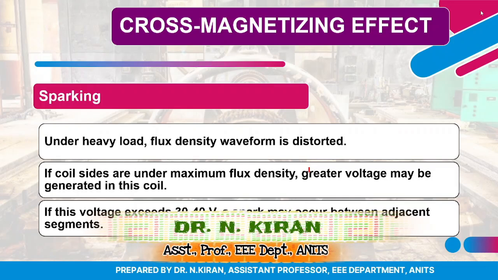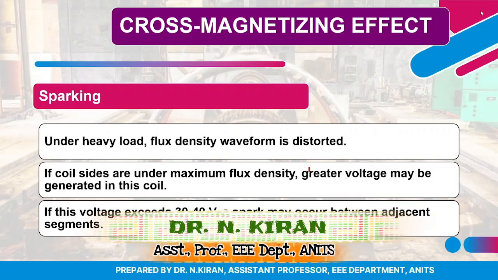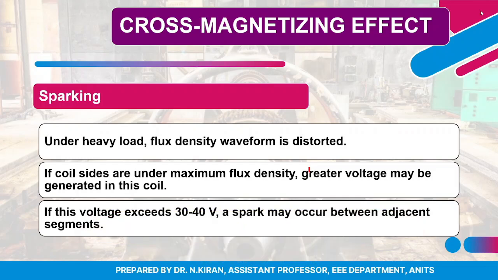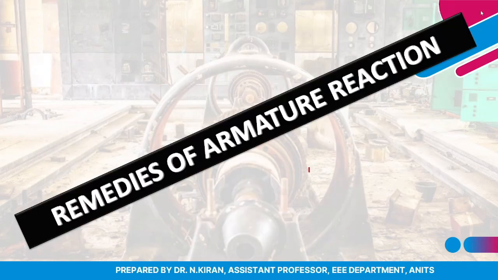Okay, so that is the third effect of the cross magnetizing effect. Sparking will occur at the brushes if you do not shift them, if they do not coincide with my MNA axis. So these are the effects due to armature reaction, and what can we do in order to eliminate these demagnetizing and cross magnetizing effects due to armature reaction.